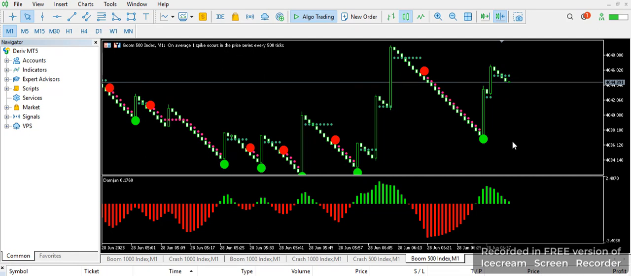So guys, I've already made a video on Crash and Boom 1000 with Crash 500 using this same indicator, and I'm also explaining on Crash 500 inside this particular video.